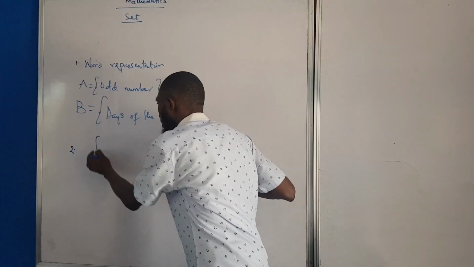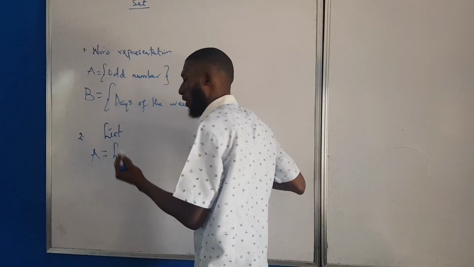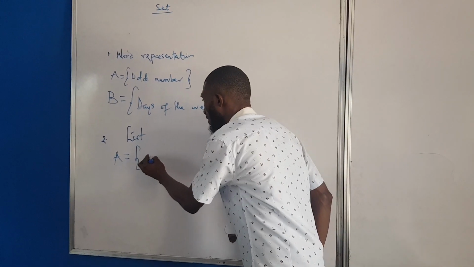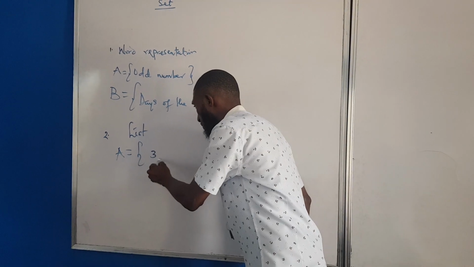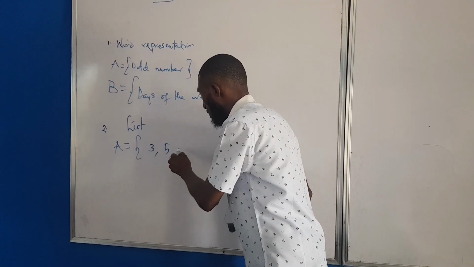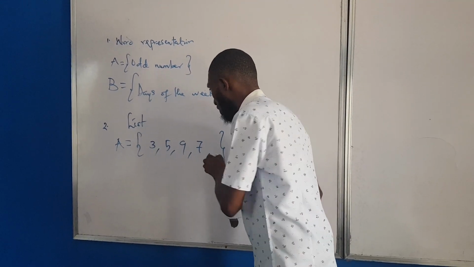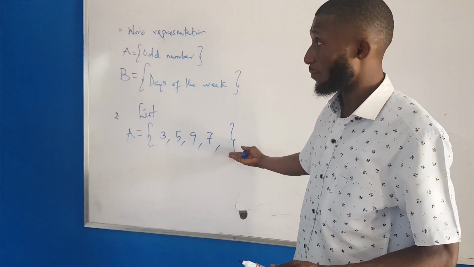Then number 2, we can represent sets in listing form. Let's say list form. In this one, we give the values themselves. Let's say this one I have it to be odd numbers. Odd numbers are numbers that are not divisible by 2. We can have 3, 5, 9, 7, and so on and so forth. This one has been listed for you automatically.